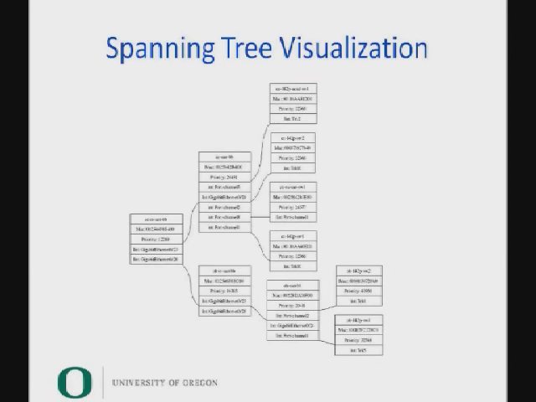Another very useful part of it is you can visualize your spanning tree state. So you can make sure that the root is the one that's supposed to be, that the priorities are set correctly, etc. What interfaces are participating in the tree.